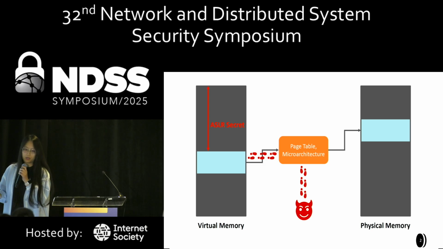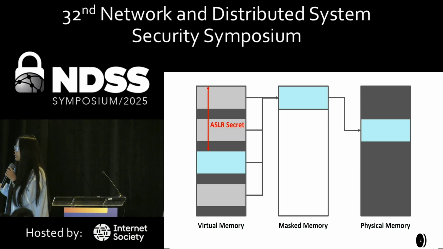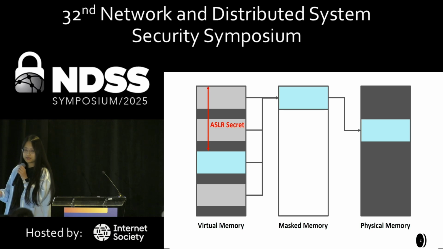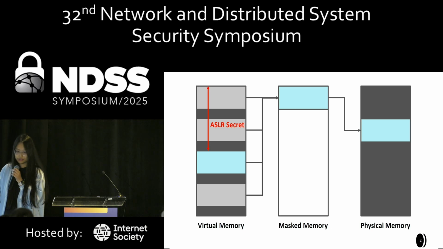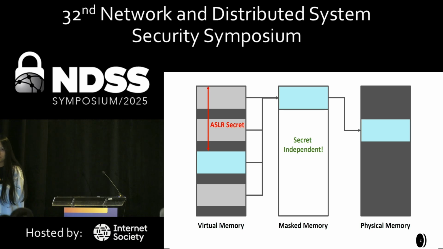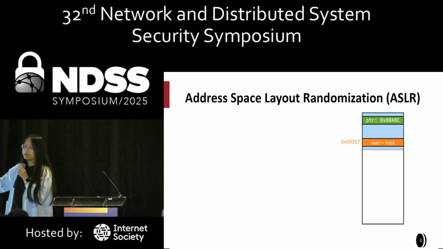Oreo can solve this problem. Oreo introduced a new layer called the mask memory, sitting between the virtual and the physical memory. It first maps the virtual memory to the mask memory by redacting the ASR secret inside the virtual address. Then, it uses the secret-independent mask addresses to access all the page tables and other microarchitecture structures, thereby blocking all the side channels. So, why do we need ASR in the very first place?